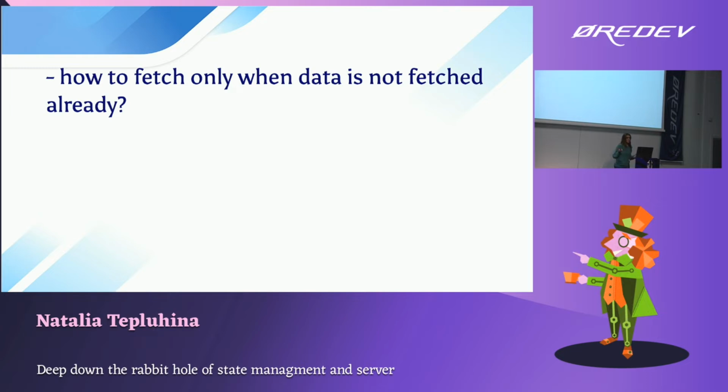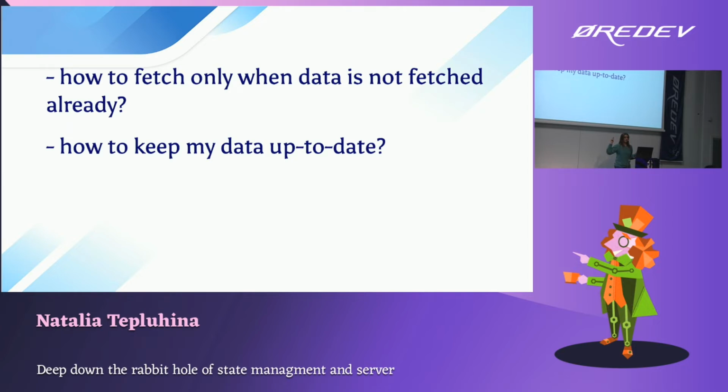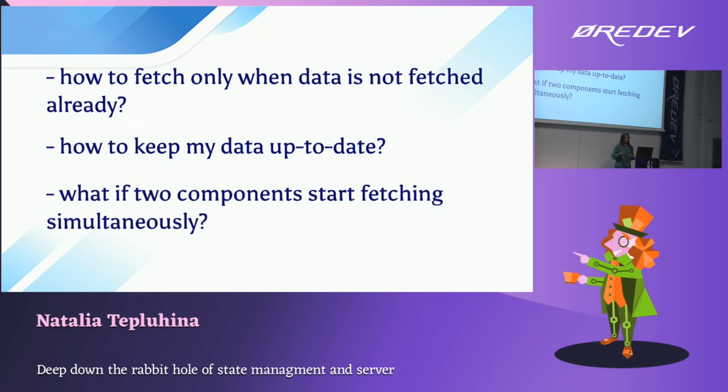How to fetch only when data is not fetched? How to keep it up to date? In this current example, we fetch once, and then we check the character's length, which means it never, ever, ever is going to be updated. And then we involve things like polling or WebSockets or something else. What if 2 components start fetching simultaneously? They duplicate. What if 5 components start fetching simultaneously? What if they are fetching some partial data?